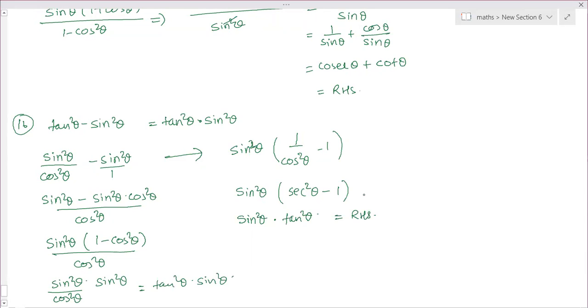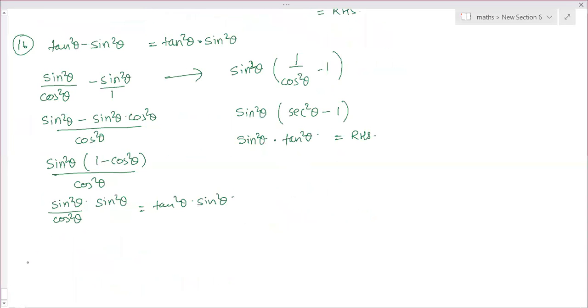Ma'am, the 18th sum. Sec square minus cos square is equal to tan square plus sine square, you have to show. No, ma'am, not that one. Then the 18th one, cosec theta plus sine theta. Same thing as the earlier one, your 17th one. You have solved the 17th. How have you solved it?